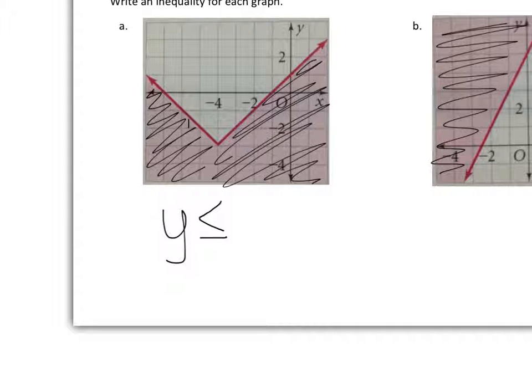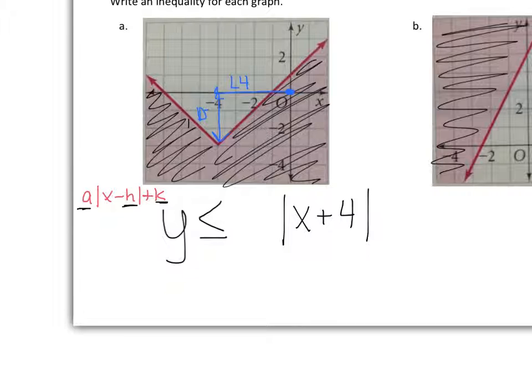Now, remember, we're filling in a absolute value of x minus h plus k. So we need to fill in a, h, and k. Where do you want to start? H and K. So from the origin, how far did we move over for our vertex? 4. We went left 4. So what does that make the H? Plus 4. Yes, it's going to be x plus 4 because H is weird. Okay, what about the K? Negative 3, because we went down 3. So that's going to be minus 3.